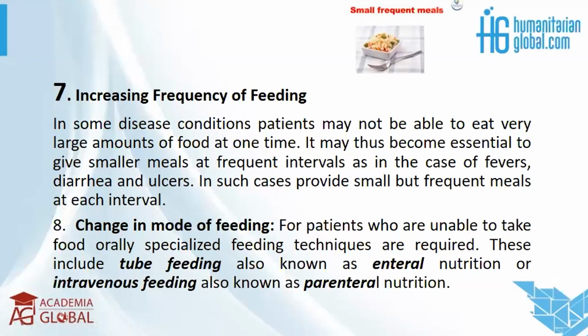So it's a small picture there. Instead of 3 big meals, you give 6 to 8 small meals with small intervals. And then at the end of the day, the person will have consumed the amount of food that they are supposed to consume, although in small, frequent amounts.